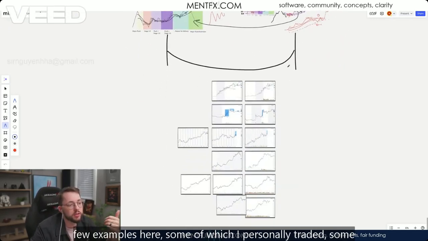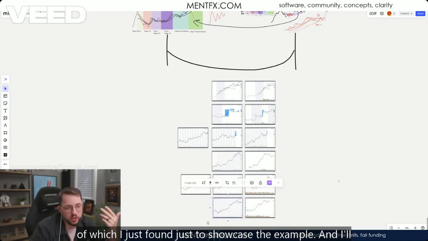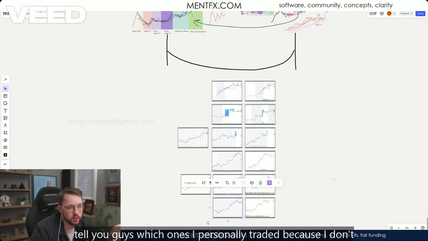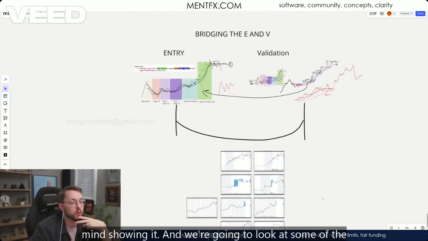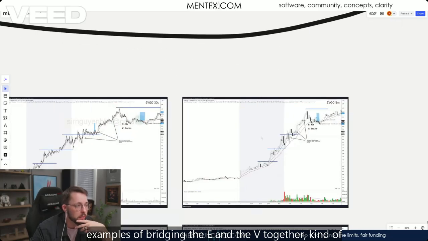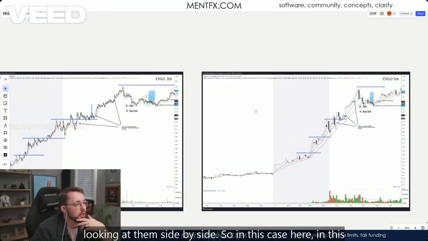So what I did is I provided a few examples here, some of which I personally traded, some of which I just found to showcase the example, and I'll tell you which ones I personally traded because I don't mind showing it. We're going to look at some examples of bridging the E and the V together, looking at them side by side.